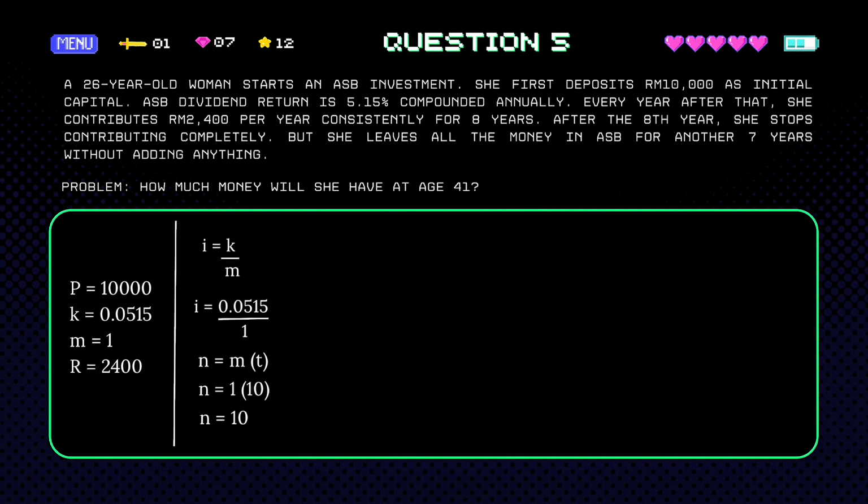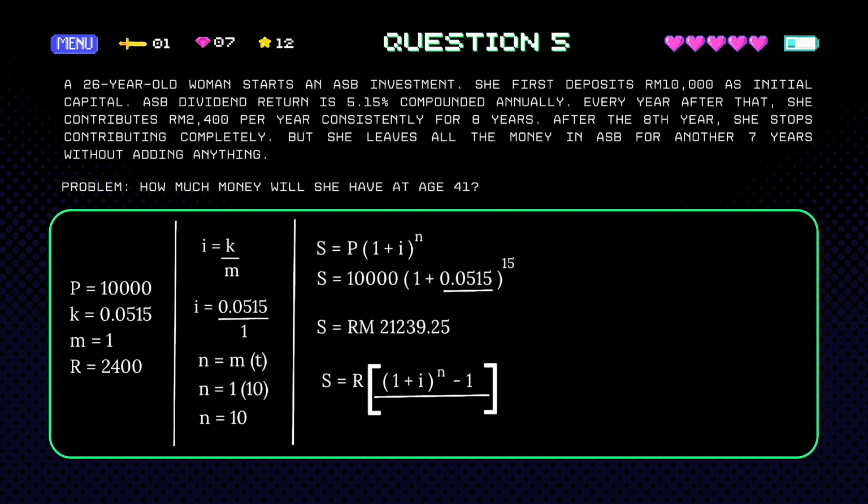She starts investing with 10,000 ringgit. Since she keeps it in the account until age 41, this lump sum grows for the entire 15 years. We need to use the compound interest formula again to know how much that 10,000 ringgit will grow after 15 years. Next, use the same formula as we did in question 1. Capital S equal to capital P, open bracket 1 plus I, close bracket, to the power of N. Insert all the values that we have into the formula. Then total it up. So that 10,000 ringgit will be 21,339 ringgit and 25 cents after 15 years.